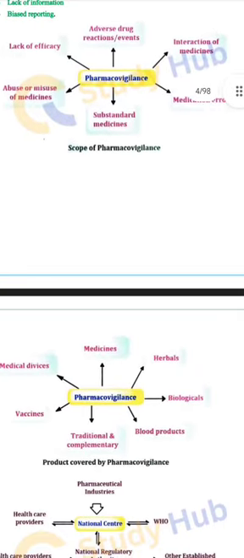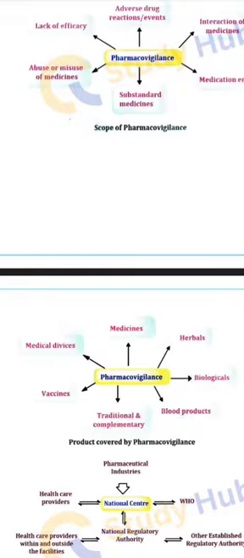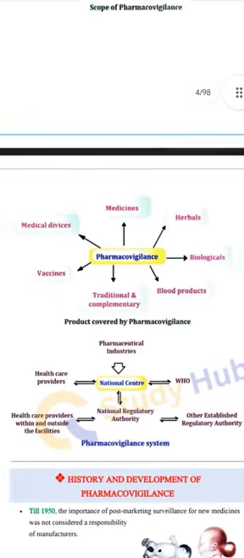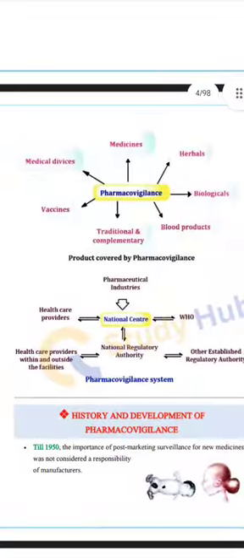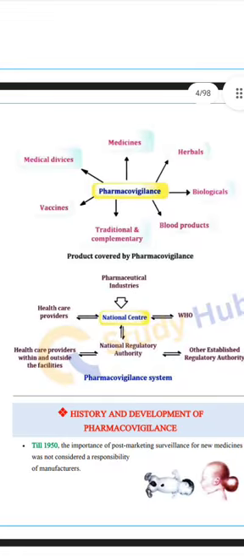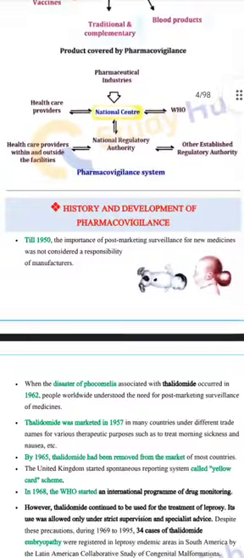Coming to the products covered by pharmacovigilance, it includes a variety of products and their adverse effects, such as medicines, herbals, biologicals, blood products, traditional and complementary medicines, vaccines and medical devices. These are all involved in pharmacovigilance. The system involves a national center, which is organized either with WHO or healthcare providers, and it is involved in the national regulatory authority, which includes healthcare providers within and outside the facilities of this regulatory system and other established regulatory authorities.